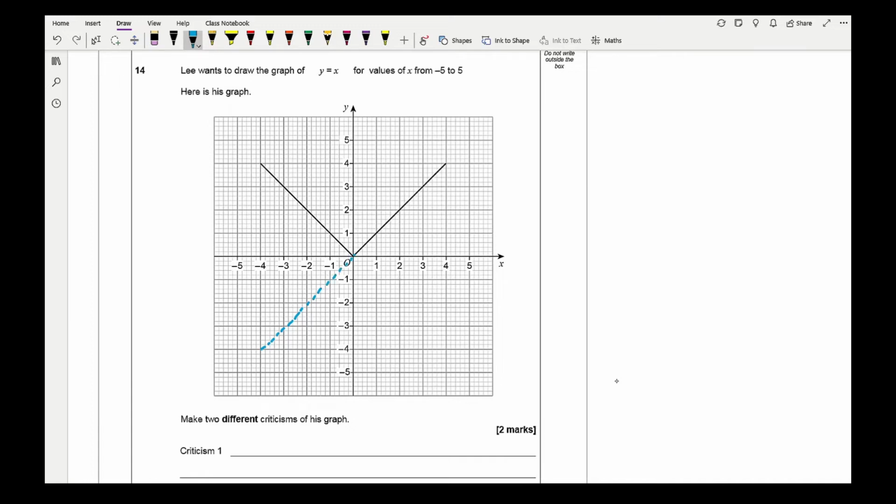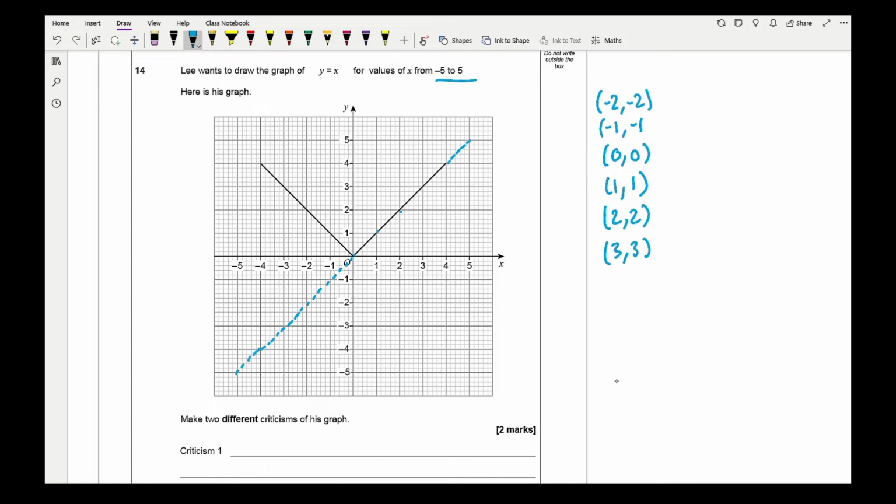Now, y equals x goes along the points where the x ordinate is the same as the y ordinate, which are these points here. And if you're going into minus numbers, you should have -1 to -1, -2 to -2. And it's saying it's going from -5 to 5. Now, he's only plotted it from 4, so there are our 2 criticisms.